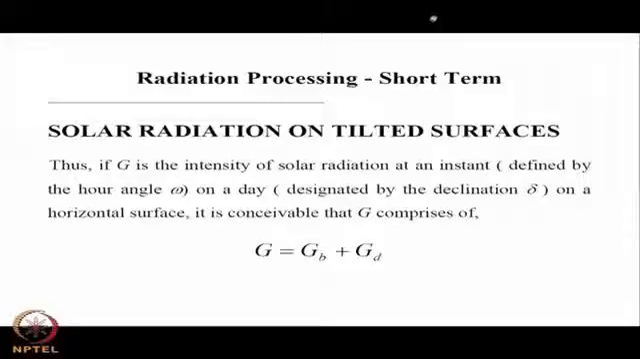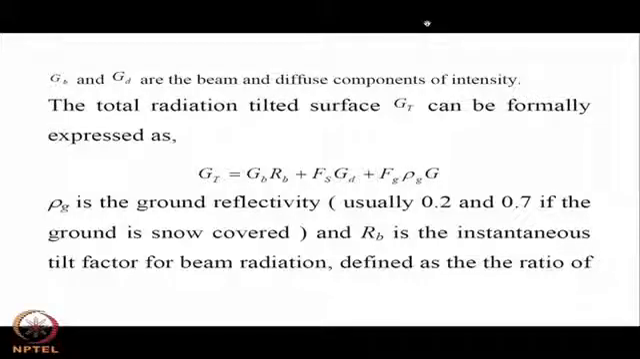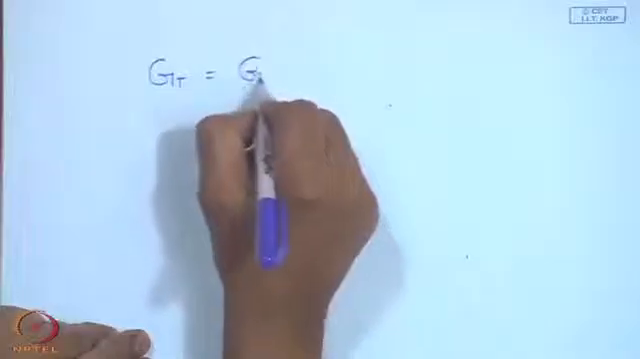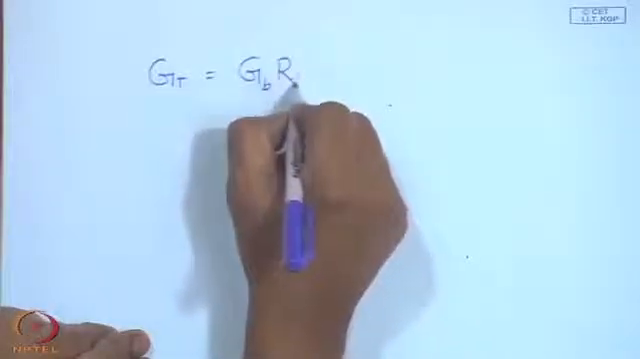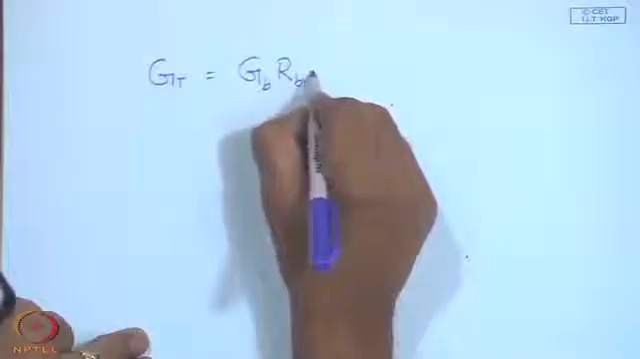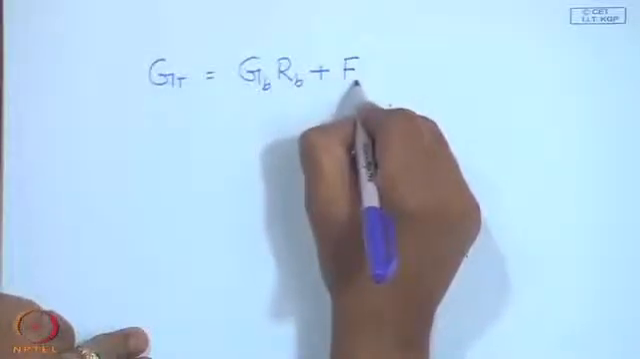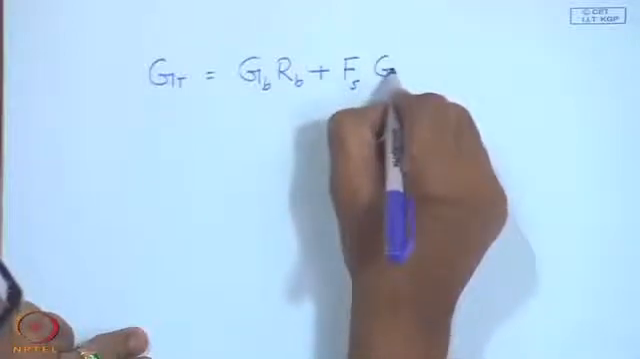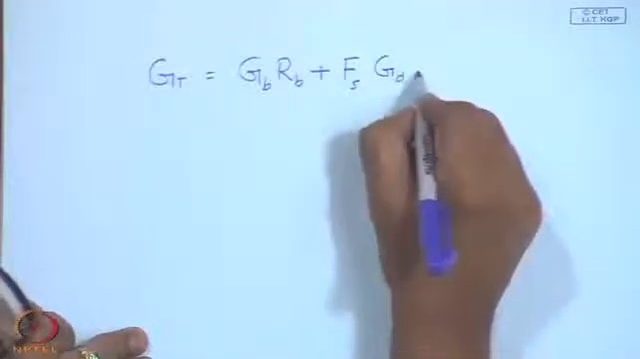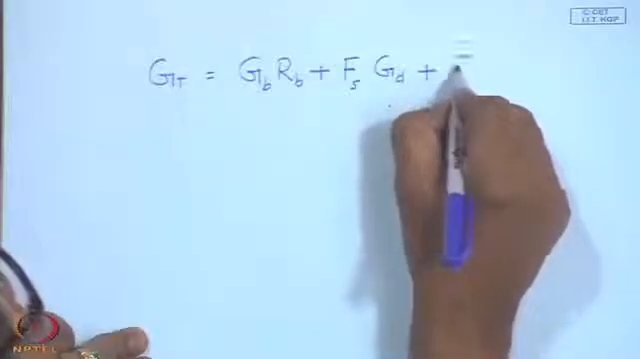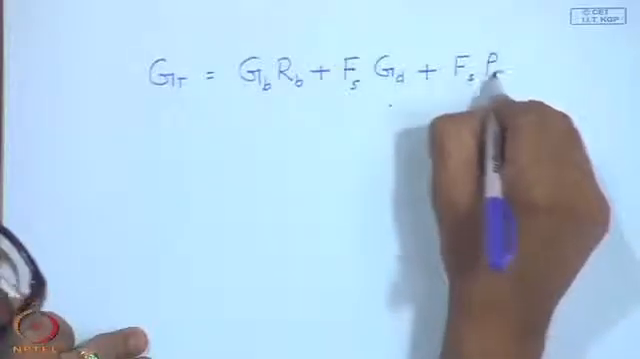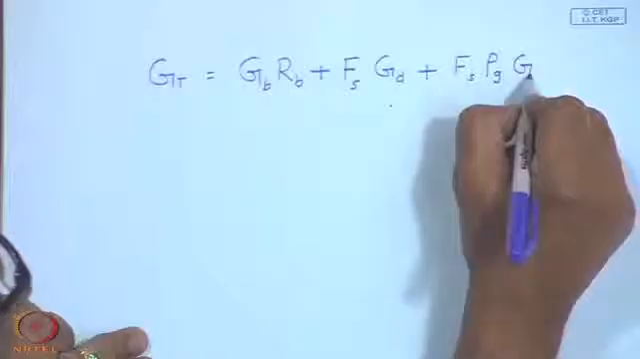People have expressed this G T, which comprises of direct radiation part plus a fraction of the diffuse radiation plus another fraction of the ground reflected radiation.